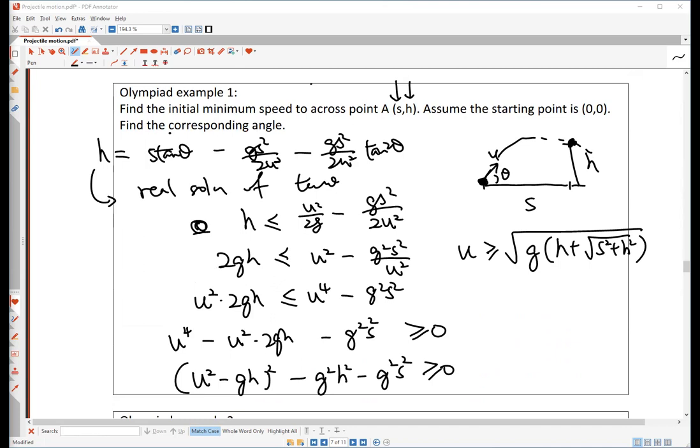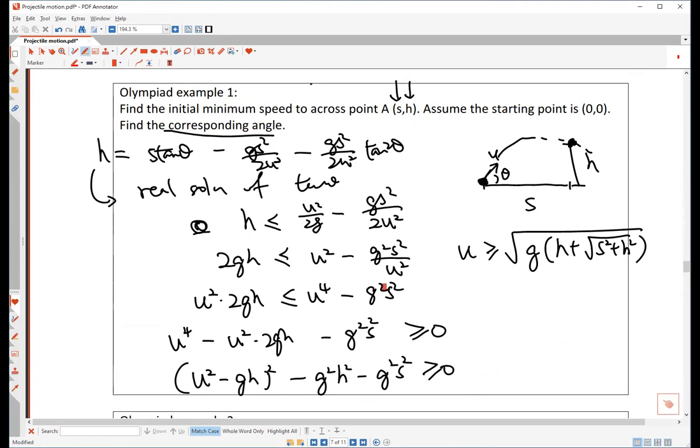We want to find the corresponding angle when the speed is minimum. So this is quite math. I'll solve it using the mathematics behind.